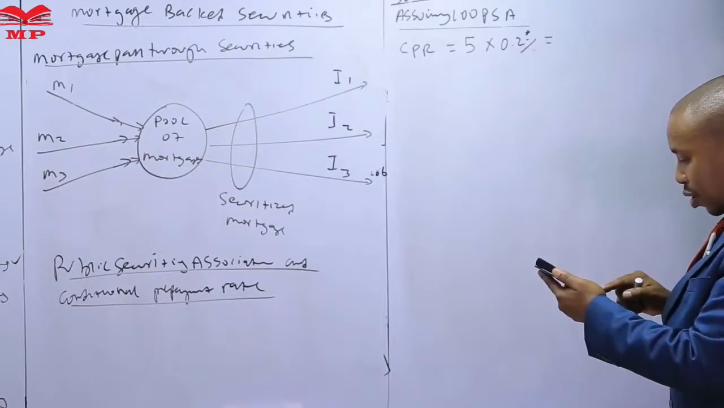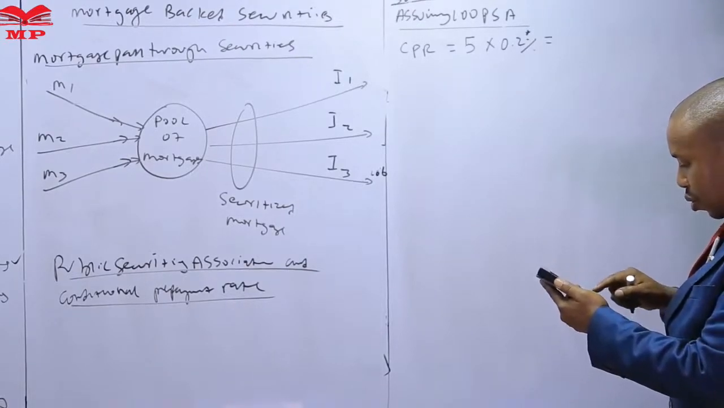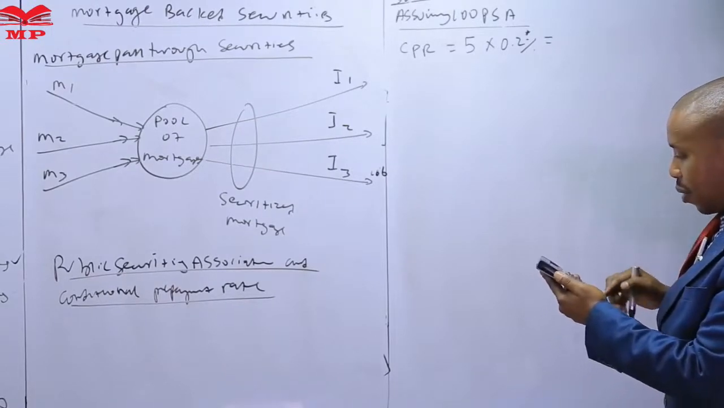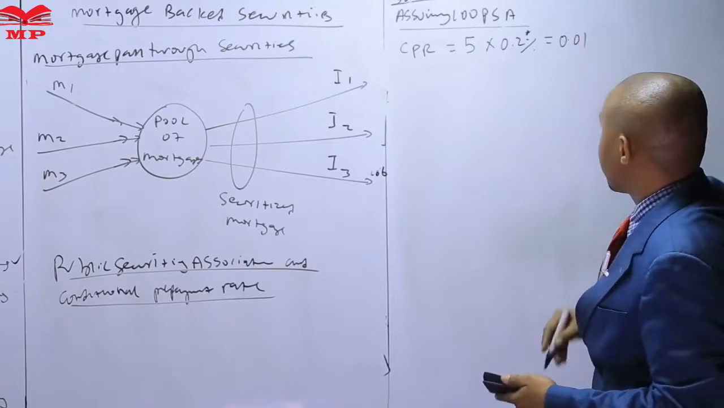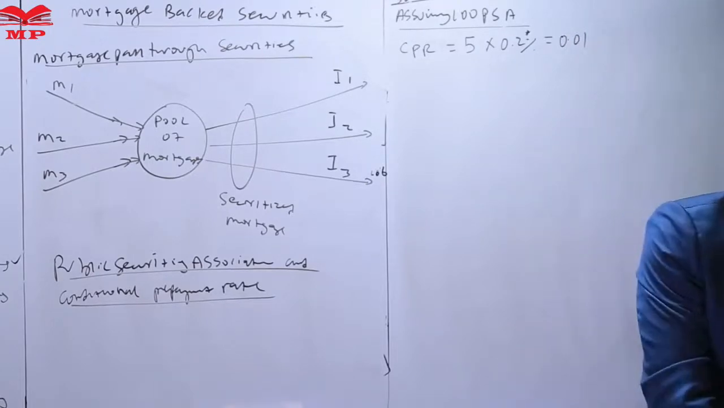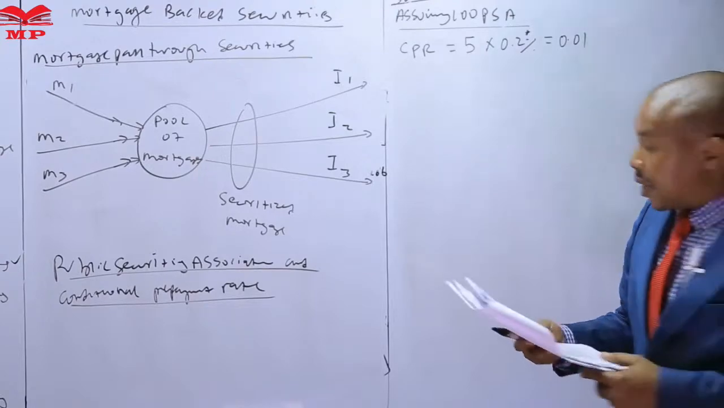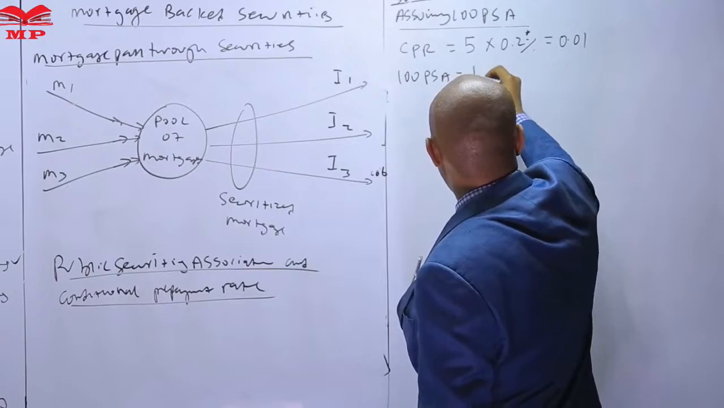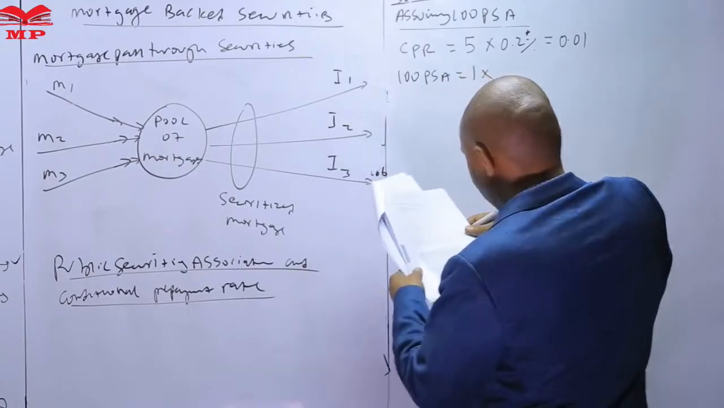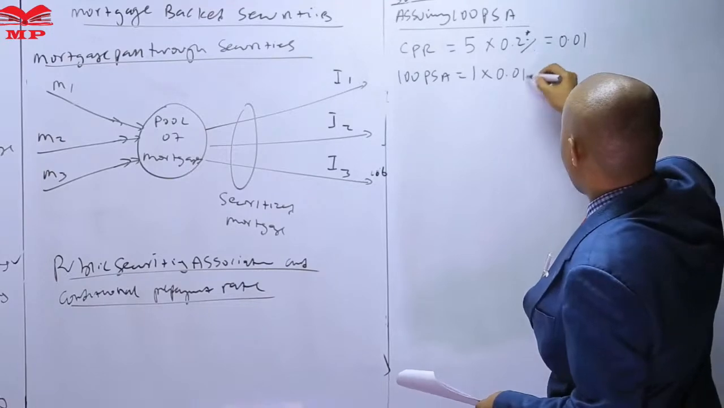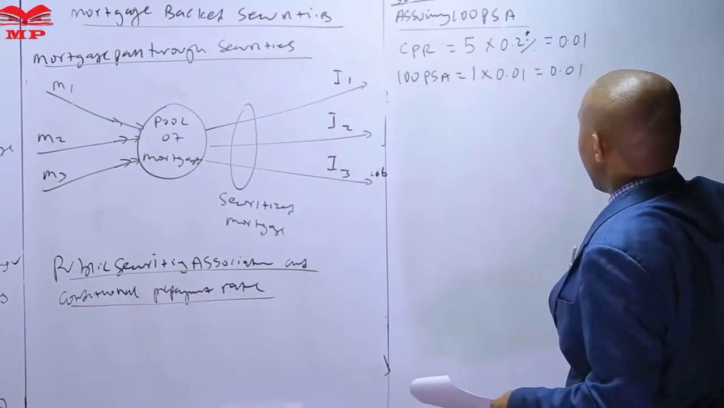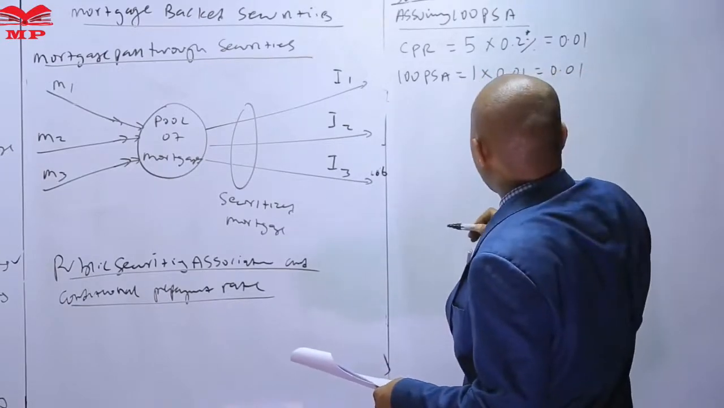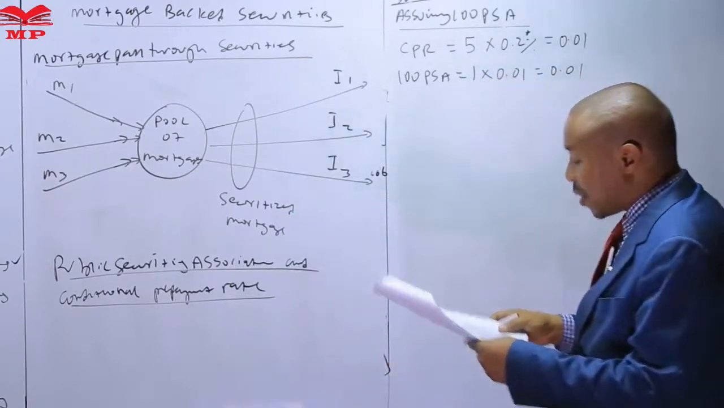So we have 0.2 multiplied by 5, we have 0.01. Now that is the conditional prepayment rate, and 100 PSA is equal to 1 times 0.01, which is 0.01. Now that is the conditional prepayment rate. Can we compute the single monthly mortality?